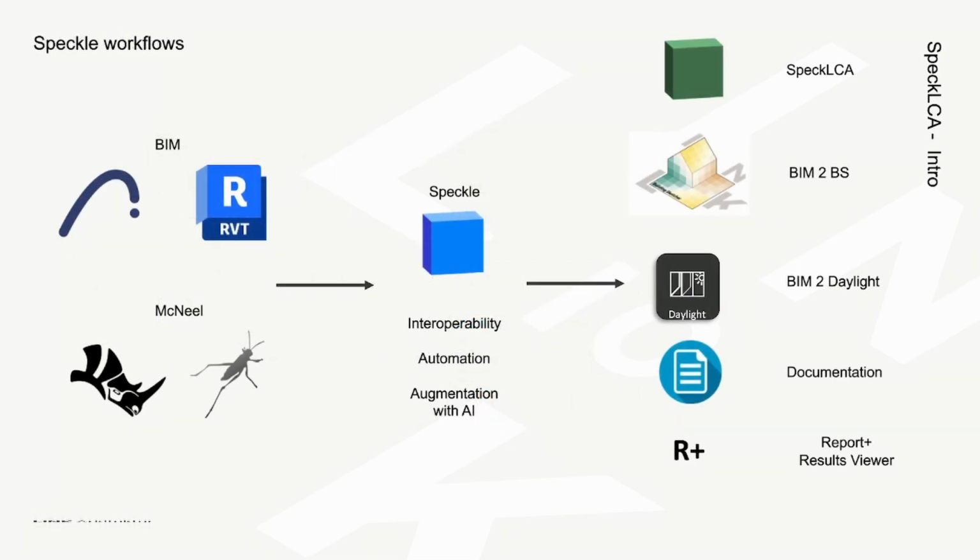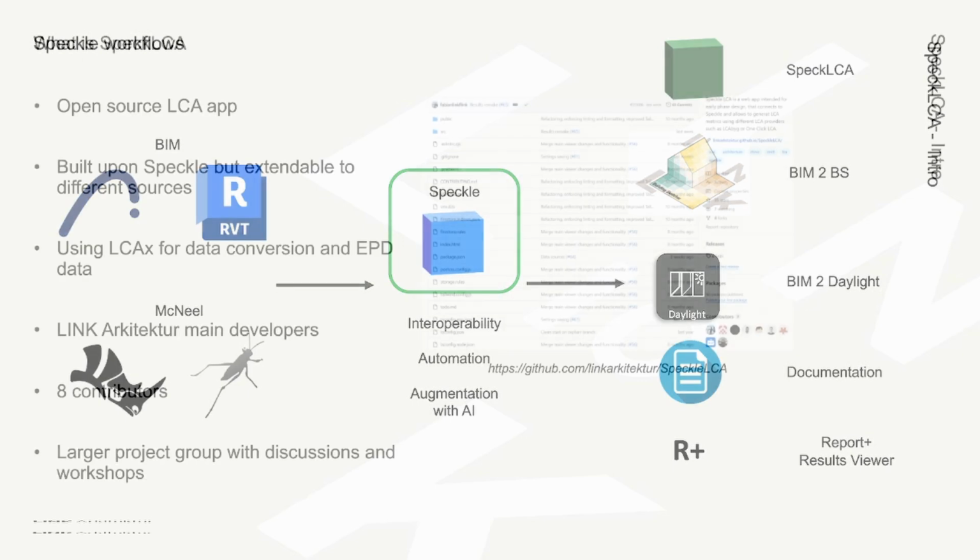So inside of Speckle, we have a lot of workflows. We are sending it directly to our internal C# app. We are sending it to daylight calculations. We're using it for documentation and result and report generation. If you were at the Copenhagen community meetup, you heard Joel talk about these different steps, but let's focus on the green cube up.